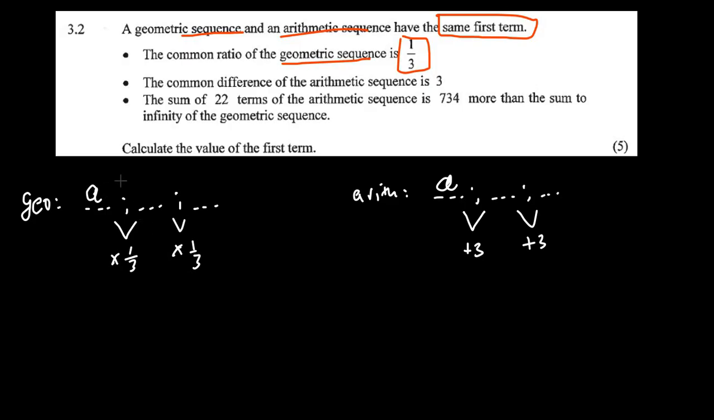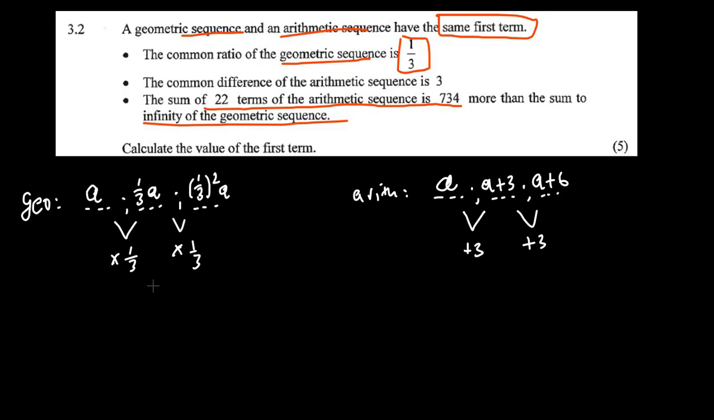So far I know that the second term here is going to be 1/3 a, and here it's going to be (1/3) squared times a, because it's 1/3 times 1/3. While on this side it's going to be a plus 3, and then a plus 6, because it's a plus 3 plus 3. We just add the numbers. Then they say the sum of 22 terms of the arithmetic is 734 more than the sum to infinity of the geometric. This is beautiful.